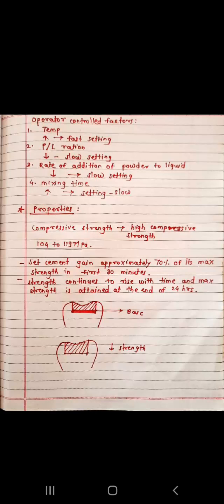The cement gains approximately 75% of its maximum strength in the first 30 minutes. Strength continues to rise with time, and maximum strength is attained at the end of 24 hours. So as the time passes, the strength of the cement will increase, and the maximum strength will be attained at the end of 24 hours. So this is the compressive strength of zinc phosphate cement.